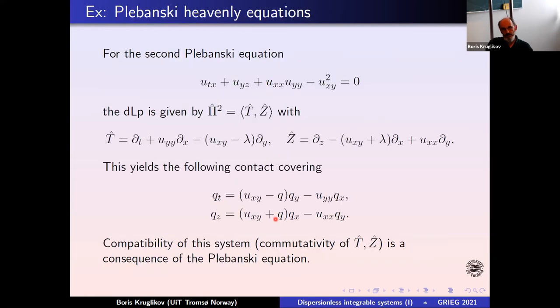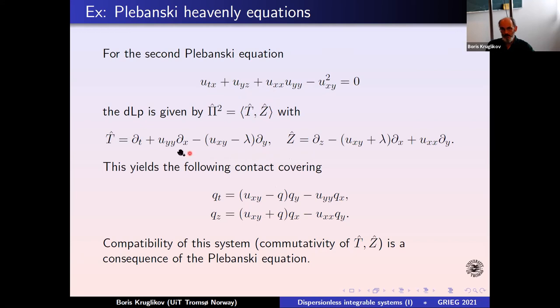Okay, so here's an example. That's the second Plebanski equation. It parametrizes a certain family of self-dual solutions to the Einstein equations, in signature 2-2. The metric will be shown later. Now, it's integrable. Its dispersionless Lax pair is a rank 2 distribution generated by these two vector fields.